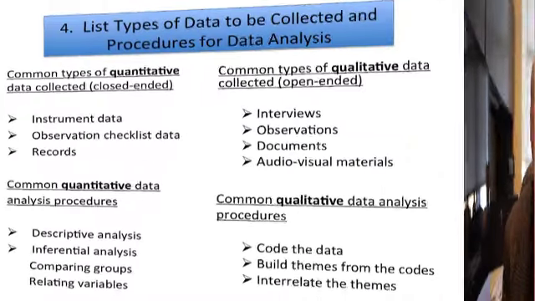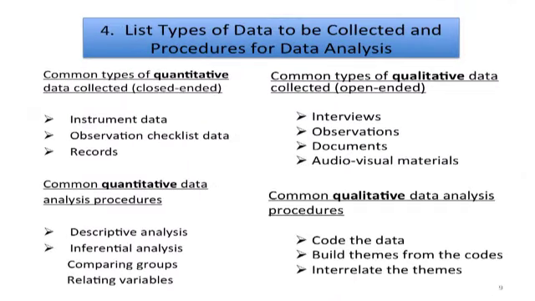The next thing is an easy thing. I'm going to ask you to develop two columns. In the left-hand column, I want you to list the types of quantitative data that you plan to collect and how you're going to analyze that data. On the right side, I want you to list in the column the forms of qualitative data you're going to collect and how you're going to analyze it.